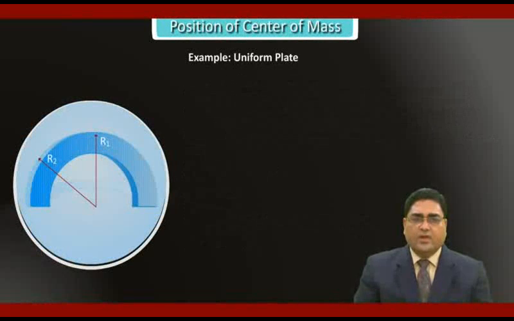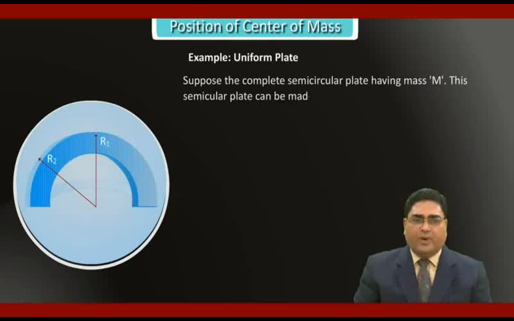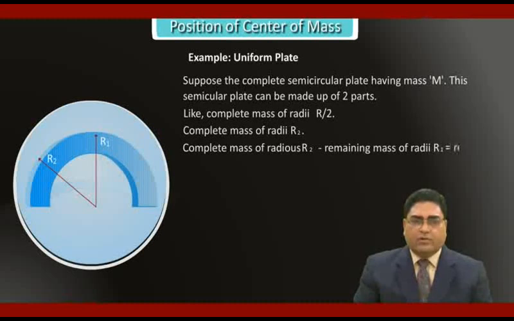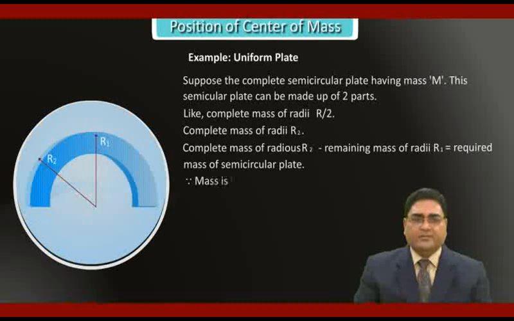Suppose the complete semicircular plate, as shown in the figure, has mass capital M. This semicircular plate can be made up of two parts: complete mass of radius R2 minus remaining mass of radius R1 equals the required mass of the semicircular plate. Since mass is uniformly distributed, mass will correspond to area.